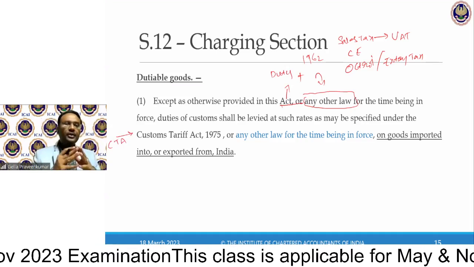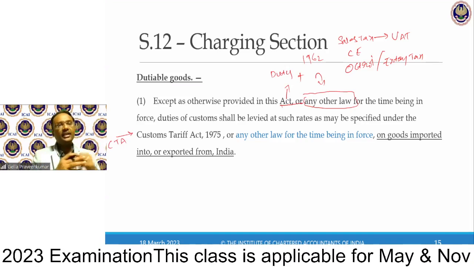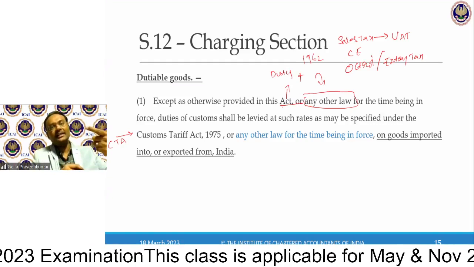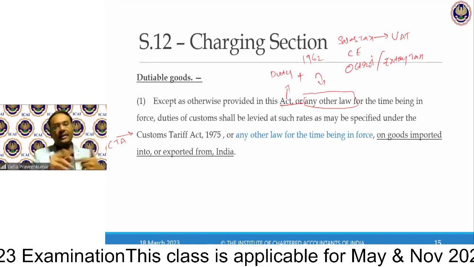So here, for the purpose of levy, I collect something called duty. This duty also includes tax. And when I have to look at the duty, what is the rate of tax? I refer to my Customs Tariff.